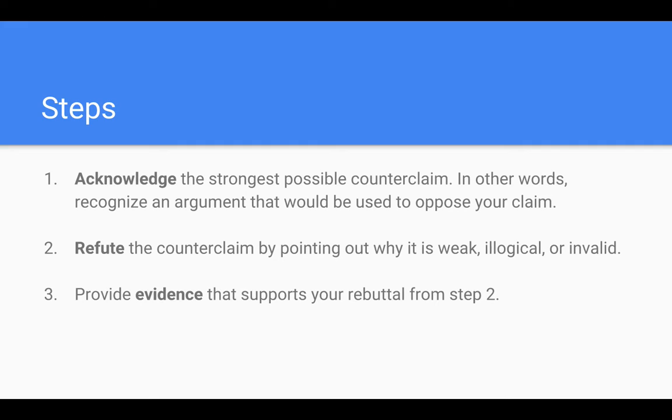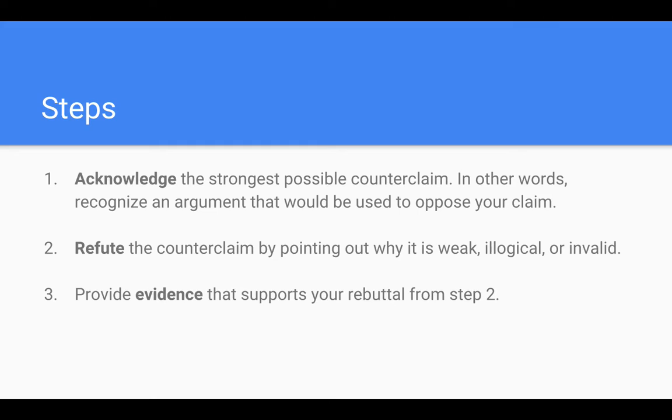There are 3 steps to this. The first step is to acknowledge the strongest possible counterclaim. You need to recognize the argument that would be used to oppose your claim. What would somebody against you say? Then you need to refute their counterclaim by pointing out why it's weak or illogical or invalid.